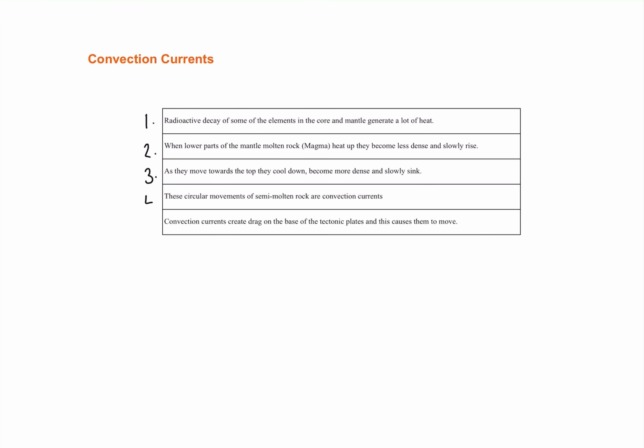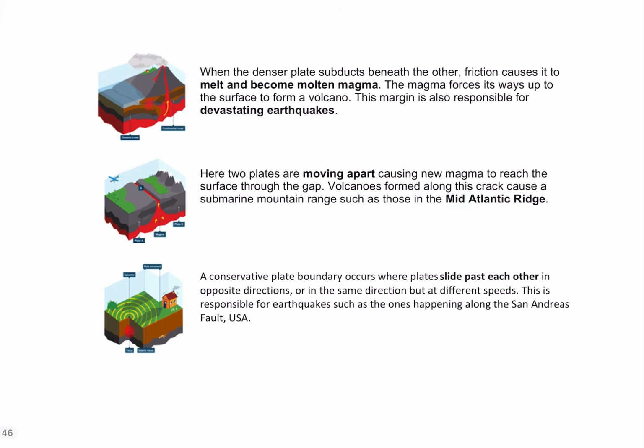This is going to generate us a nice circular movement, and this helps to create some drag on the base of the tectonic plate. So really think of it like a conveyor belt. It's going to warm, it's going to start to rise, it cools and spreads, so it sinks back down. And on top of this up here is where we have our volcanoes, for example, living on the surface. So it's being dragged along by those convection currents.